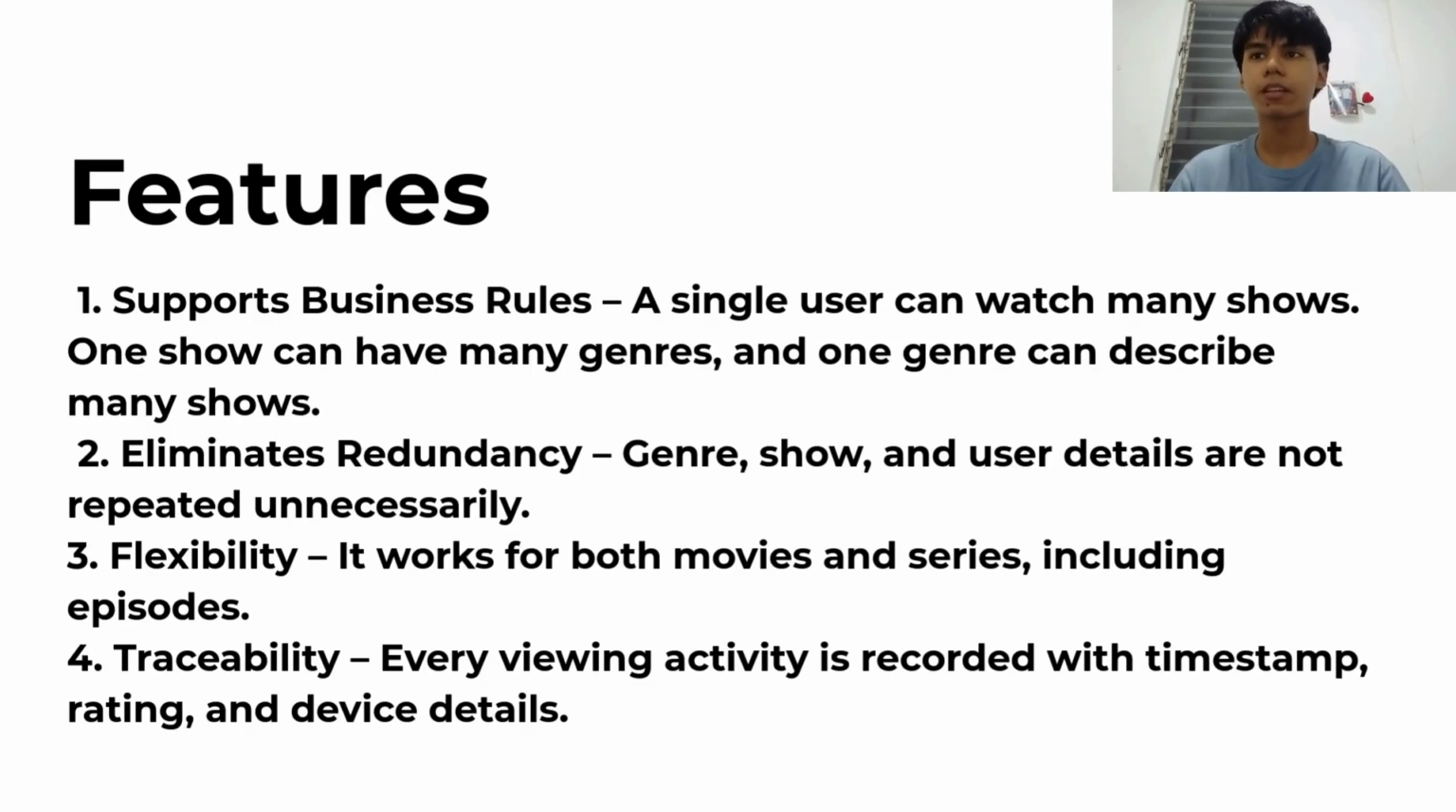First, let's look at the features of the system. Number 1. Supports business rules. A single user can watch many shows. One show can have many genres, and one genre can describe many shows. Number 2. Eliminates redundancy. Genre, show, and user details are not repeated unnecessarily. Number 3. Flexibility. It works for both movies and series, including episodes. Number 4. Traceability. Every viewing activity is recorded with timestamp, rating, and device details.